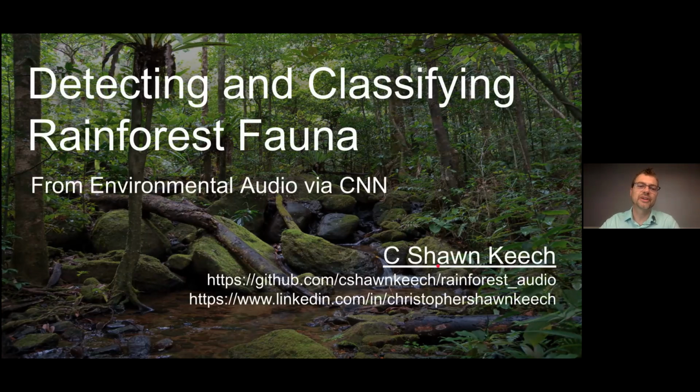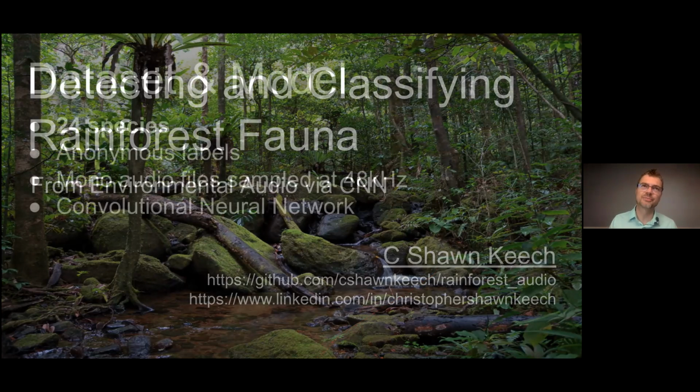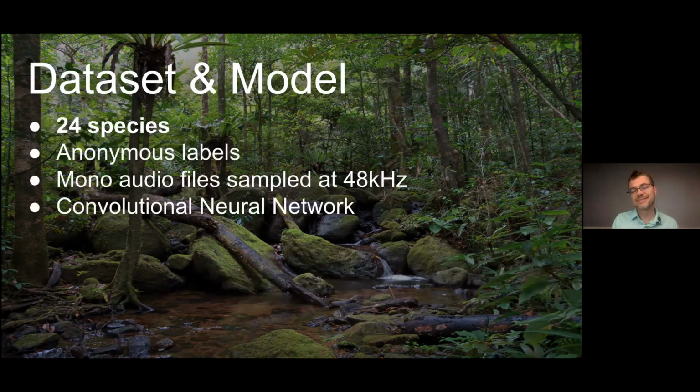Our data set that we're looking at today contains 24 species. All the names are anonymous though. They basically just give, instead of frog or parrot, designations like species 1 or species 10. We're going to be using a convolutional neural network to figure out which species is which.